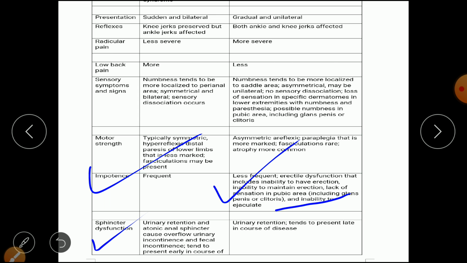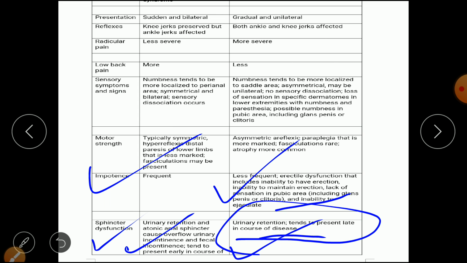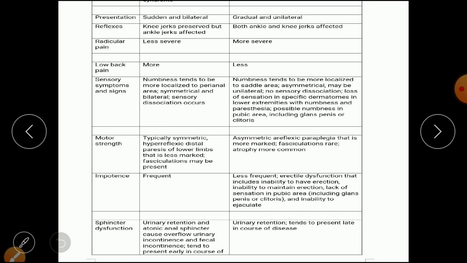Now the sphincter dysfunction. Urinary retention and atonic anal sphincter cause overflow urinary incontinence, and the bowel incontinence tends to present early in the course of the disease. But in the cauda equina syndrome, the urinary retention tends to present late in the course of disease. Here it presents early in the course of disease, but there it occurs late in the course of the disease. So these are the differences between the conus medullaris syndrome and the cauda equina syndrome.